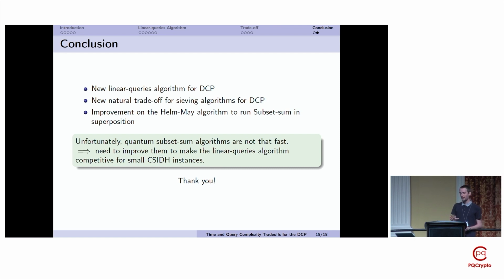This gives also a new natural trade-off for sieving algorithms for DCP, which goes from this linear query case to, well, up to the sub-exponential query case.